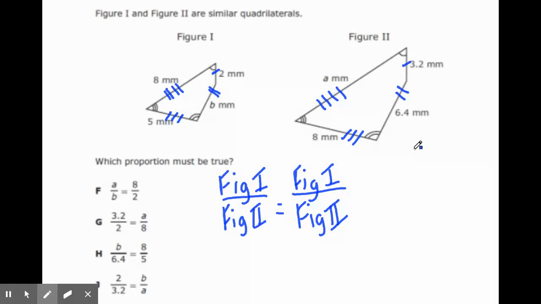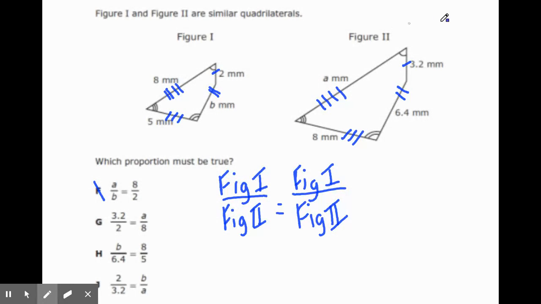So let's go ahead and look. Our first one says A over B, so this one is saying that A is corresponding to B. Looking at our congruency marks, though, we can see that A has 4, B only has 2. So those are not actually corresponding sides, and because of that, we can eliminate answer choice F.